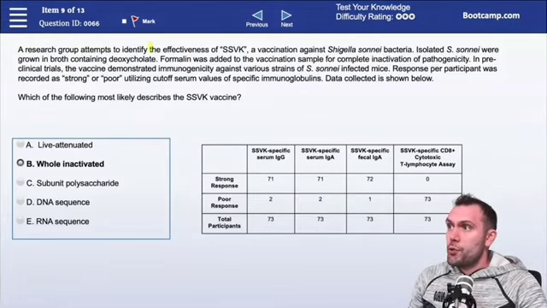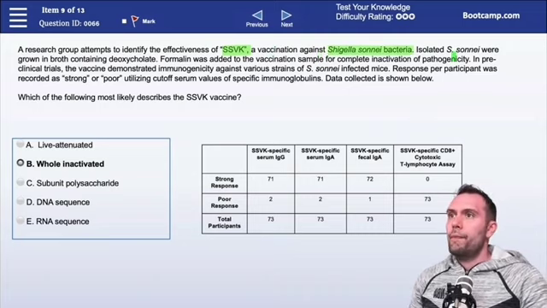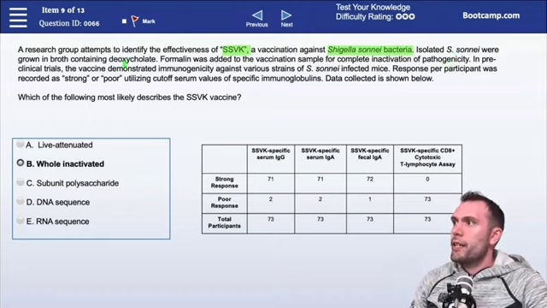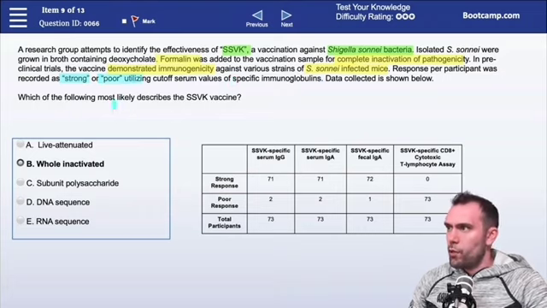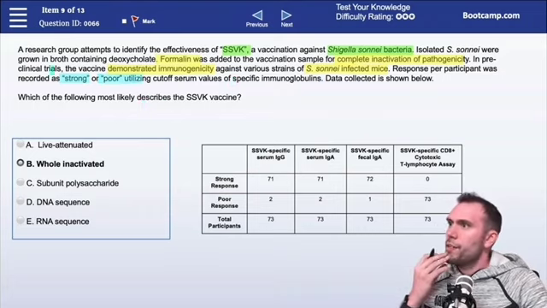We have a research group attempting to identify the effectiveness of SSVK, a vaccination against Shigella sonnei bacteria. Isolated Shigella sonnei were grown in broth containing deoxycholate. Formalin was added to the vaccination sample for complete inactivation of pathogenicity. In preclinical trials, the vaccine demonstrated immunogenicity against various strains of Shigella sonnei in infected mice. Response per participant was recorded as strong or poor using cutoff serum values of specific immunoglobulins. Data collected is shown below. Which of the following most likely describes the SSVK vaccine?